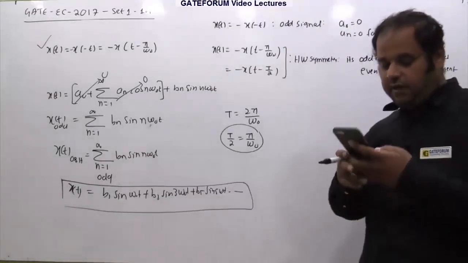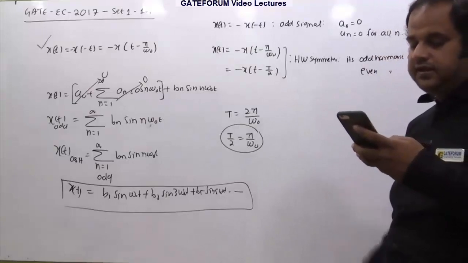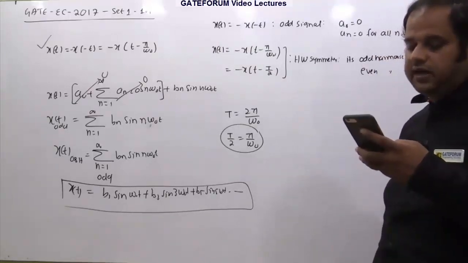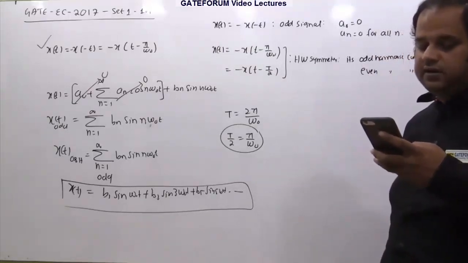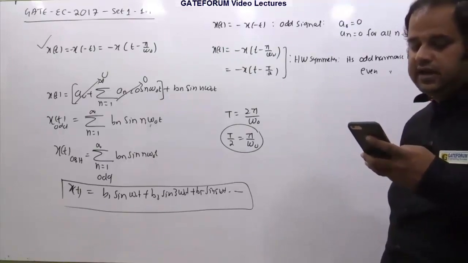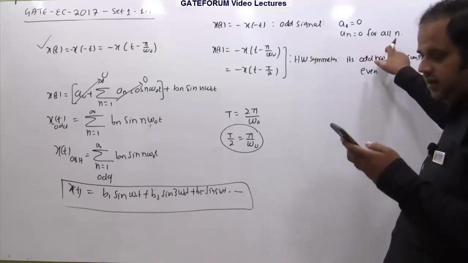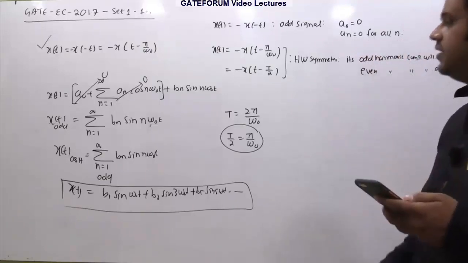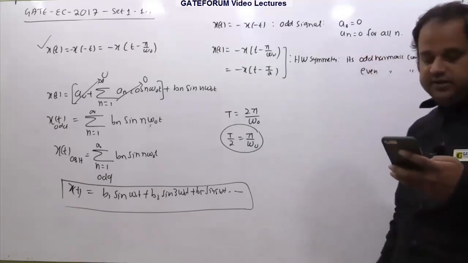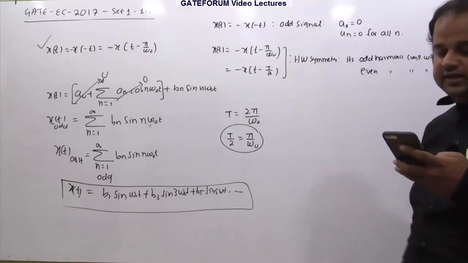What criteria do you have? Option A is telling an are 0 for all n, bn are 0 for even n. So an is 0 for all n? Yes, an is 0 for all n, and bn is 0 for even n. So yes, bn is 0 for even n. So it seems A will be the right answer. Let's see the other options.